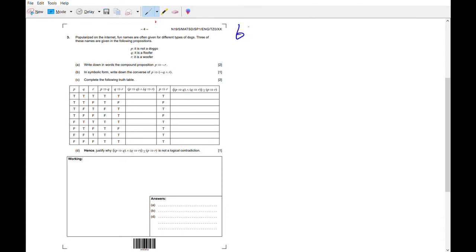Okay, for part B, we have to write down in symbolic form the converse of this whole chunk, okay? P implies not Q and R. So before getting into it, in logic, we're going to have 3 things. We have the converse, the inverse, and the contrapositive, okay? And unfortunately, you pretty much just have to remember these, okay?